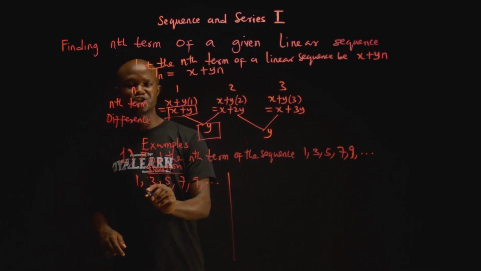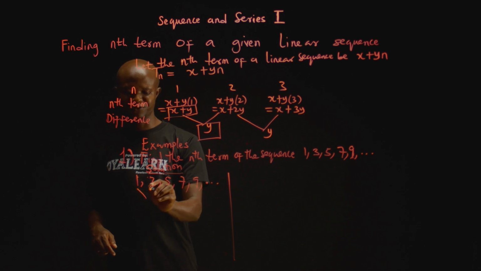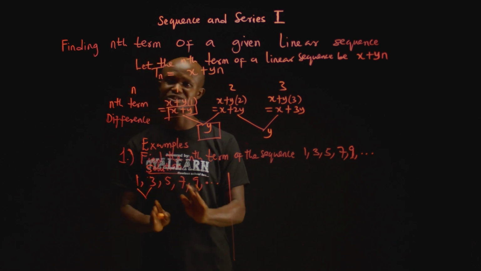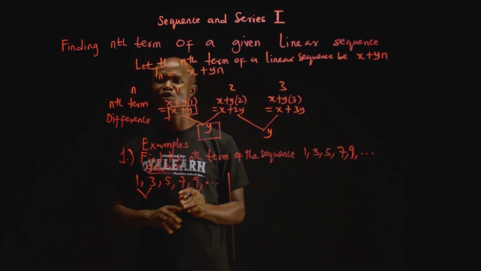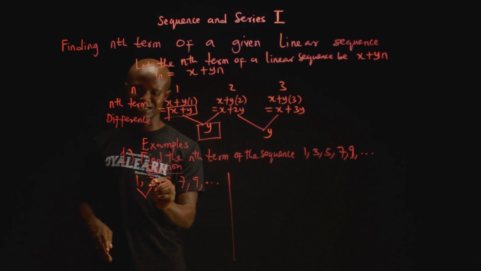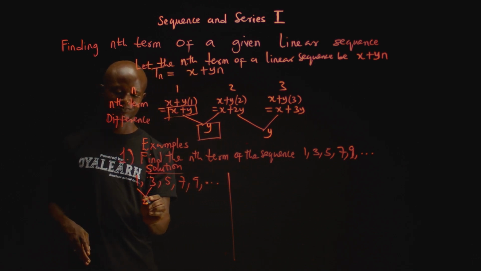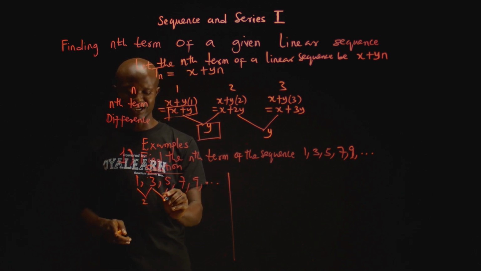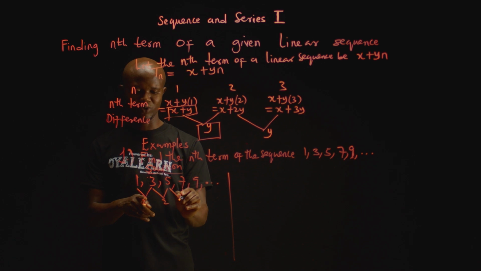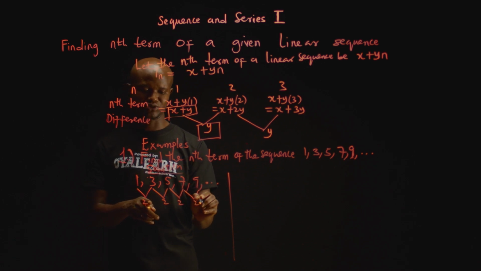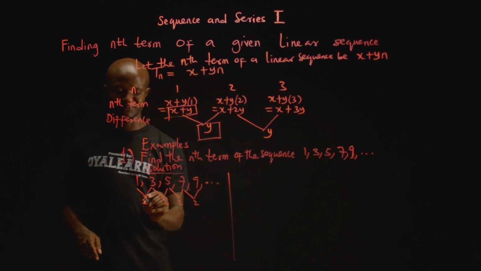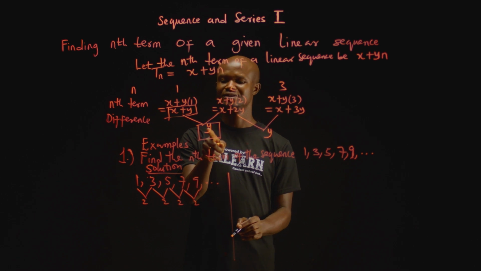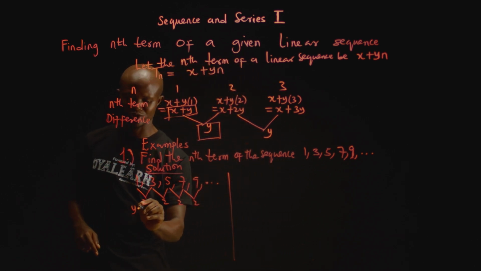Now, the first thing we need to do, we need to check the difference. For a linear sequence, the difference between consecutive terms must be the same, and it's called the common difference. Now the difference here, 3 minus 1, is 2. That is the second term minus the first term. What are we having here? Is also 2. Here we also have 2, and here is also 2. Now, it means that based on what we have analyzed previously, what is y? Your y equals 2.